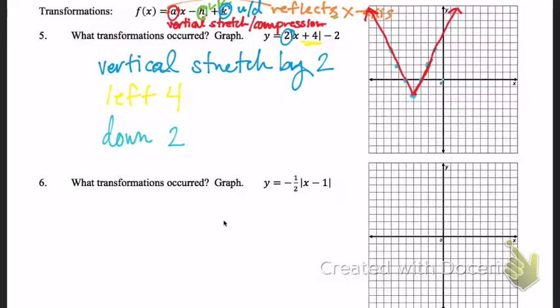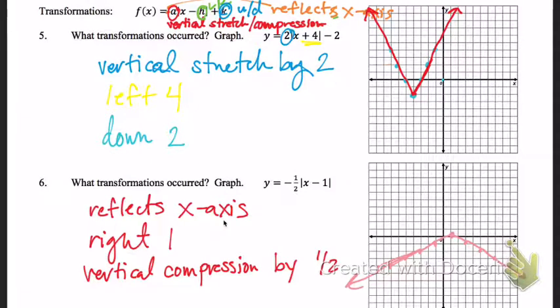Okay, so try graphing number 6. So tell me the transformations and then graphing it. So the negative sign means it reflects the x-axis. It goes to the right 1 unit, and then there's a vertical compression by 1/2.